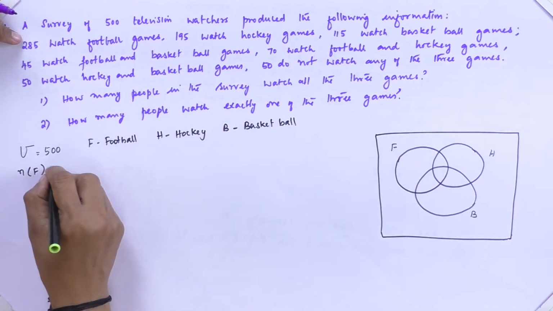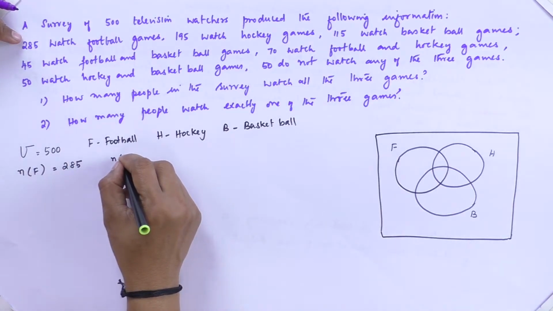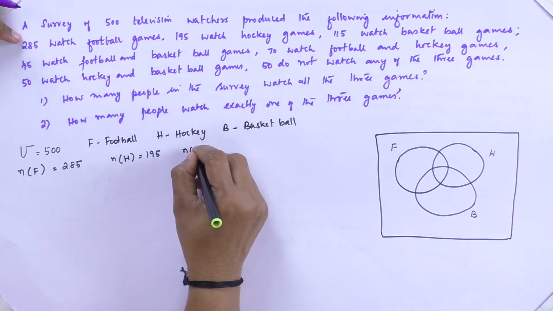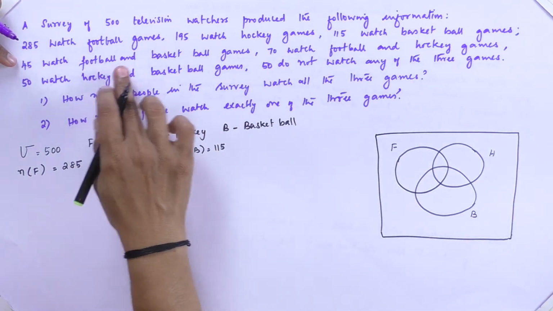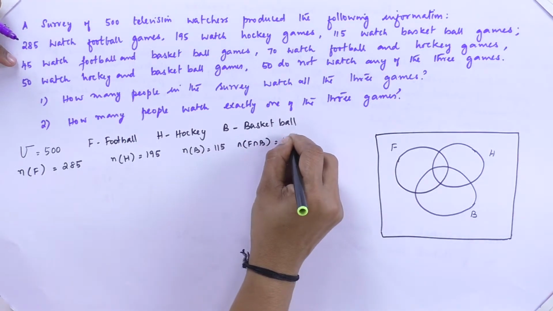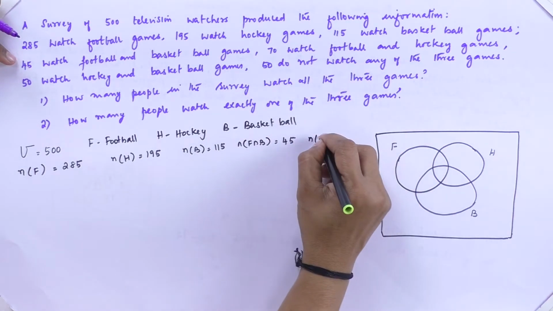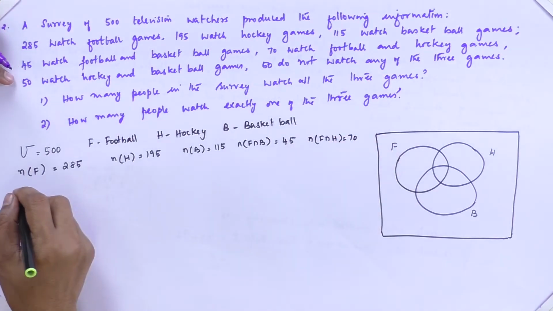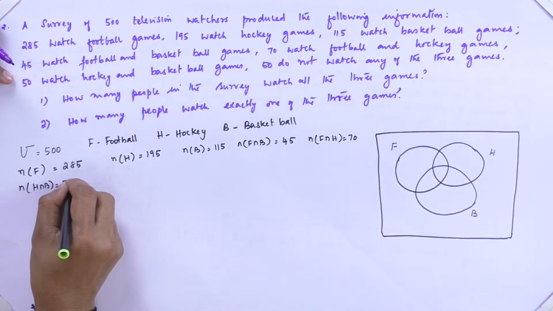Now N of F is given to be 285, N of H is given to be 195, and N of basketball B is given to be 115. Now football and basketball: N of football and basketball is given to be 45. N of football and hockey is given to be 70, and N of hockey and basketball is given to be 50.